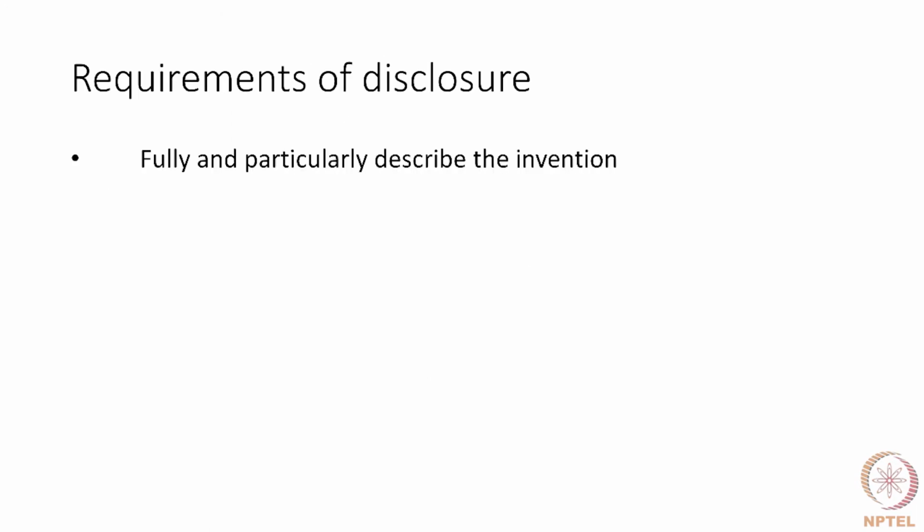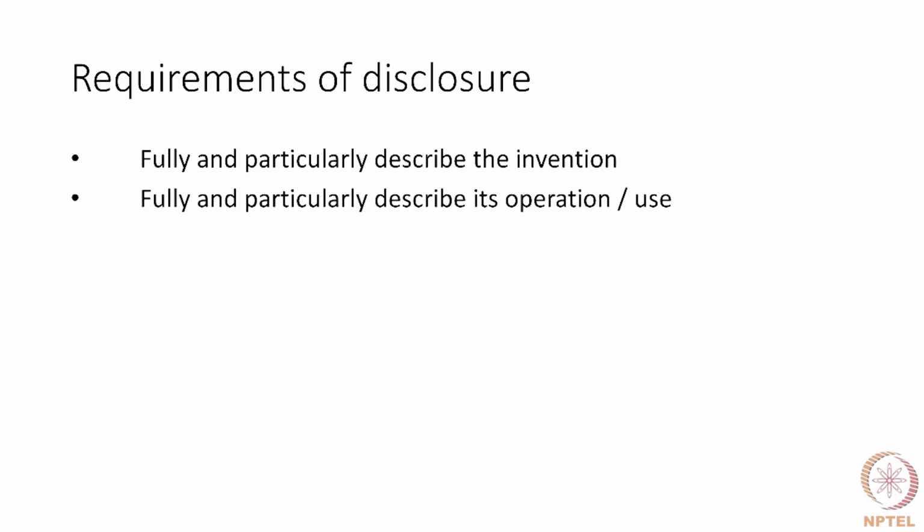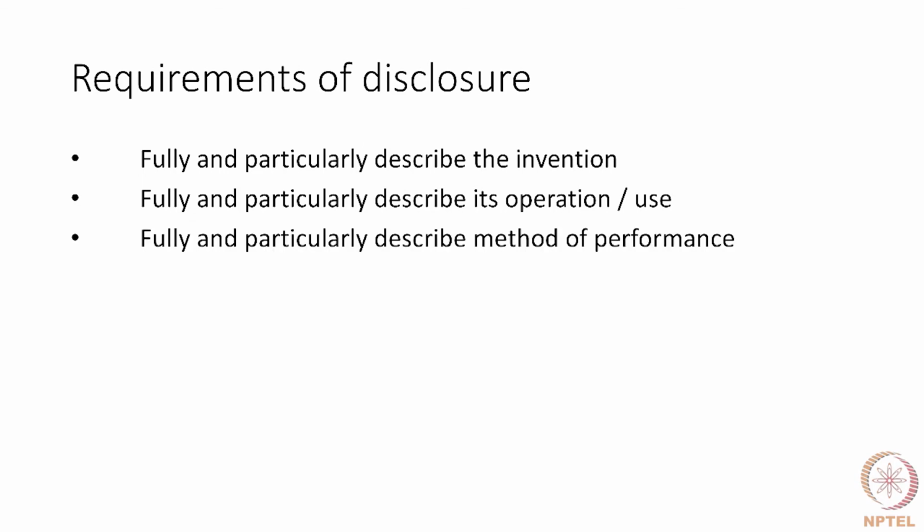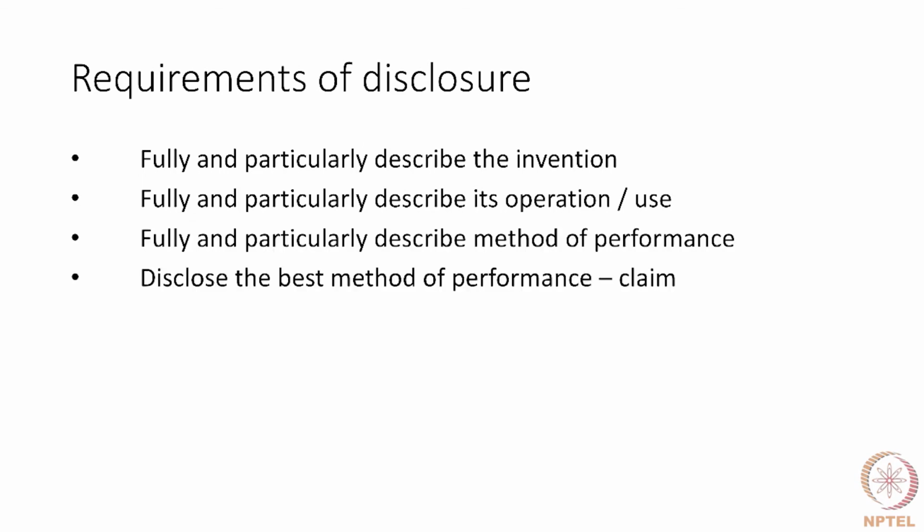Requirements of a disclosure. Now, this is the language that is there in the Patents Act. It should fully and particularly describe the invention. Particularly means it should describe it with the details. It should also describe the operation or use. It should describe the method of performance and also the best method. Now, the best method is something which would be claimed. The best method of performing the invention will be claimed.